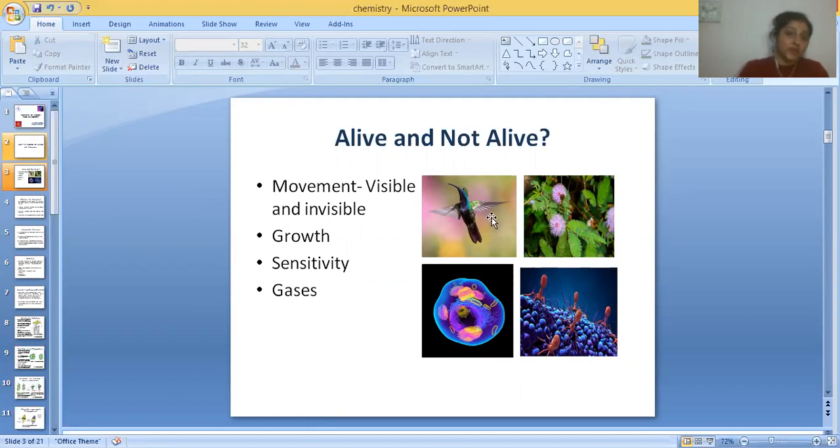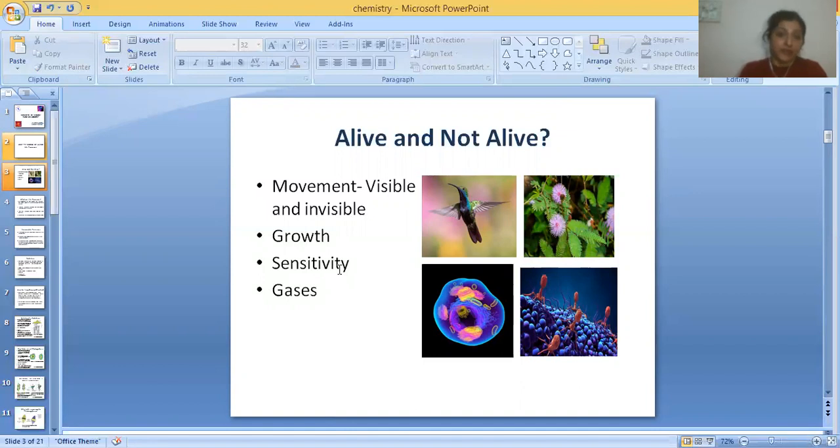Plants do not show such kind of movements, but there are slow movements in plant kingdoms. For example, growth and bending. There are some exceptions to it, like for example, sensitive plants like Mimosa pudica, which responds to touch. And so sensitivity also helps us to find what is living and what is not living.